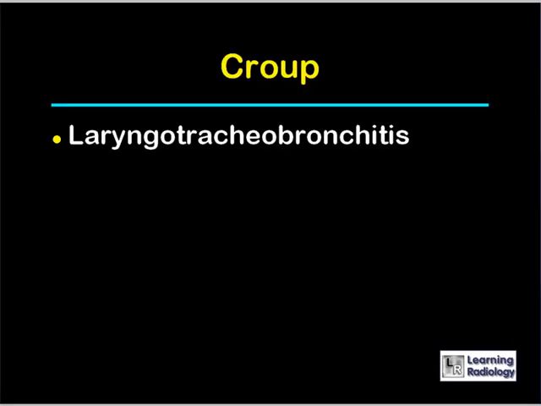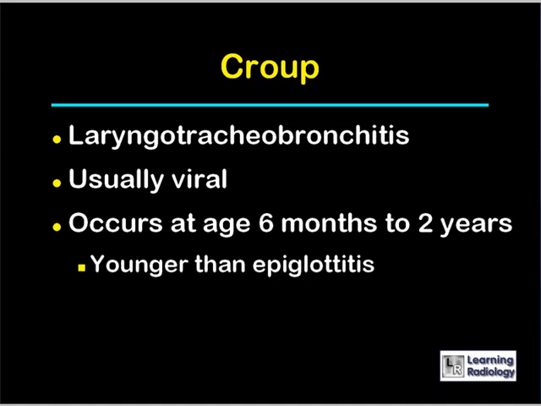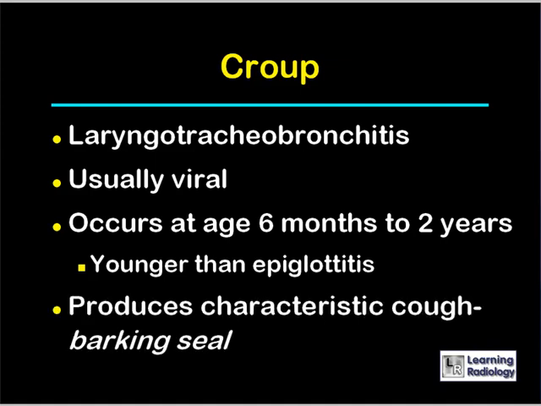Croup is laryngotracheal bronchitis. It's usually viral in origin. It occurs at a younger age than epiglottitis, usually around 6 months to 2 years, and it produces a characteristic cough which has been likened to that of a barking seal.